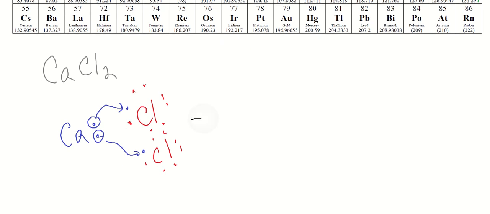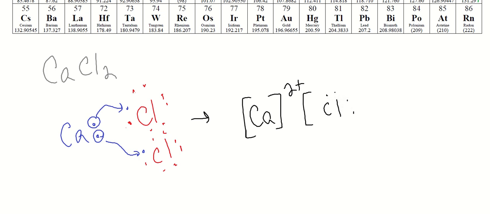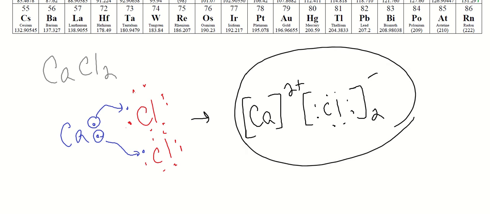Okay. Calcium just lost 2. 2 positive. Let's emphasize that. Chlorine gained 1 electron each. There's the octet. We don't write 1s, but there are 2 of them, 2 of the chlorines. There's your dot structure for calcium chloride.